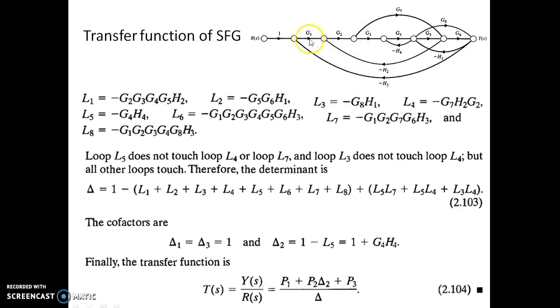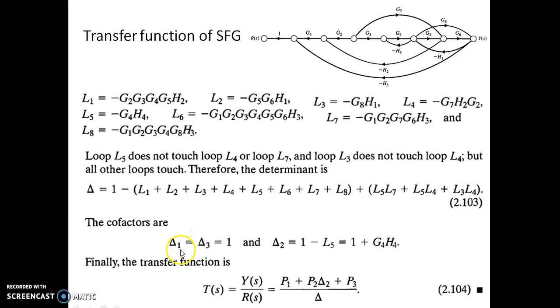L7 is this G1, G2. This is G7, G6, and so this minus H3. So actually this loop is not touching that particular loop. So that's why L5, L7 is not touching. Similarly, L5, L4 are non touching, and L3, L4 is again non touching.